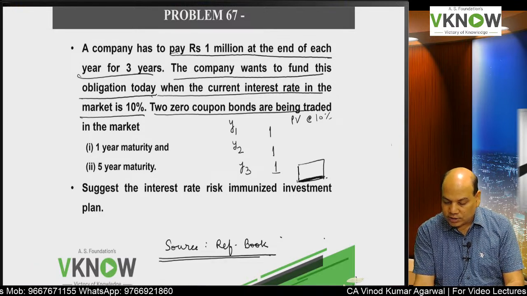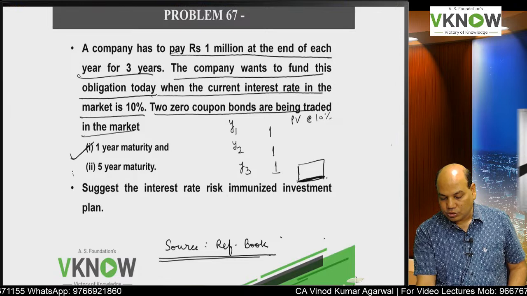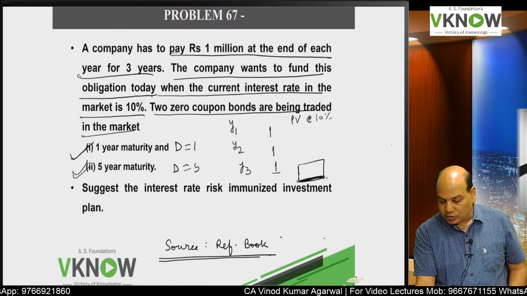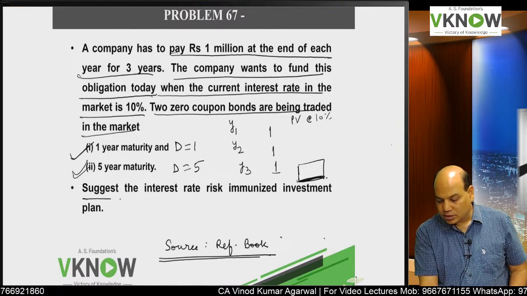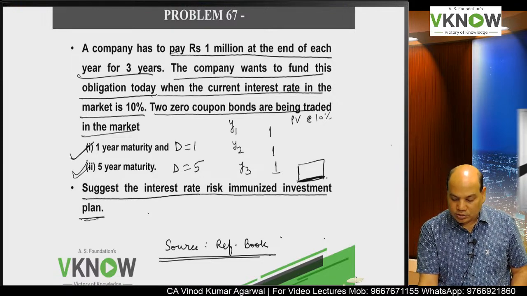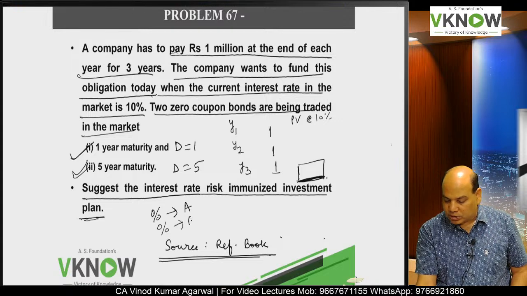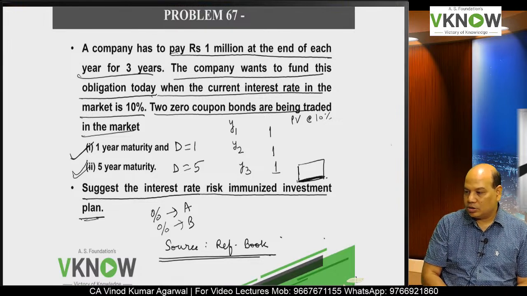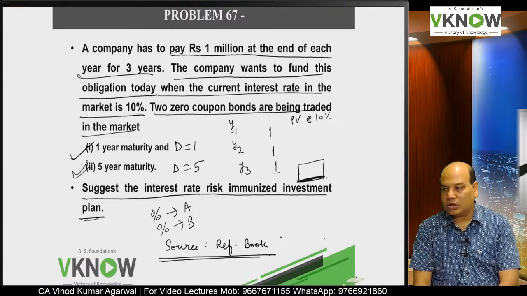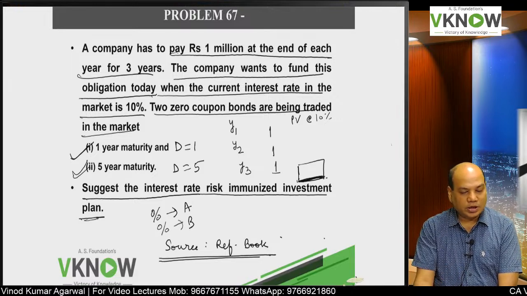Two zero coupon bonds have been traded in the market. Two zero coupon bonds, 1 year maturity and 5 year maturity. So duration is equal to 1 year. Here duration is equal to 5 year. Suggest the interest rate risk immunized investment plan, which means percentage of funds to be invested in bond A and percentage of funds to be invested in second bond, so that the duration of the liability is equal to duration of the bond portfolio. So similar to the earlier question, just presented in a different manner.